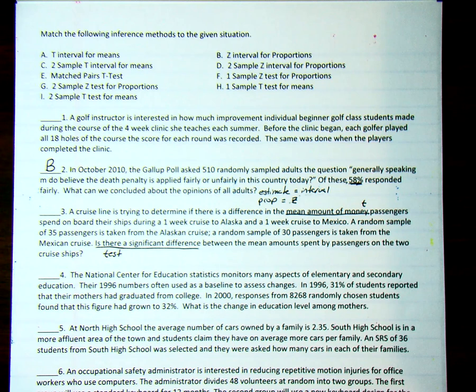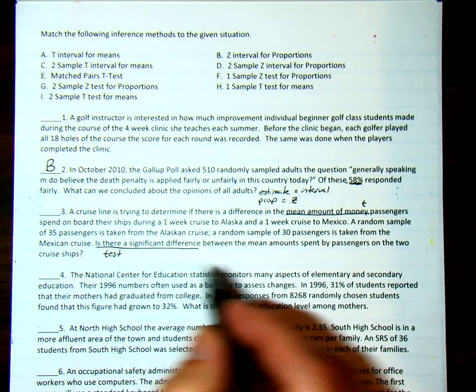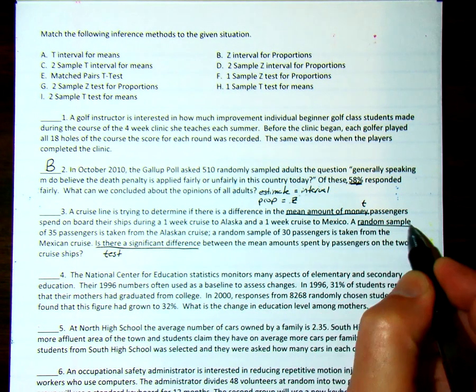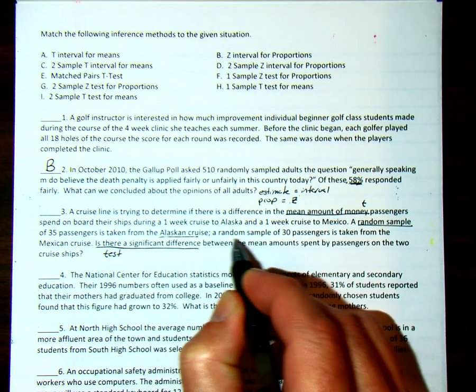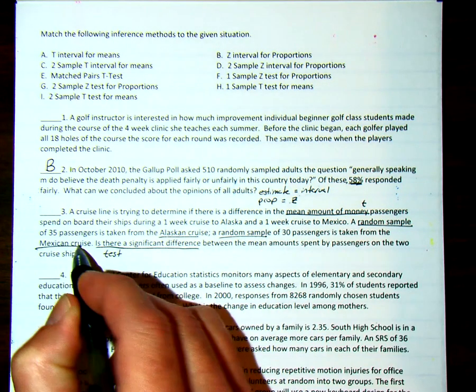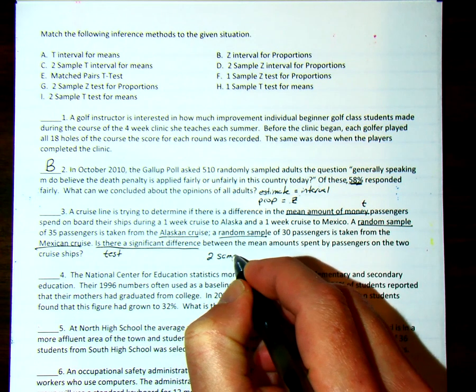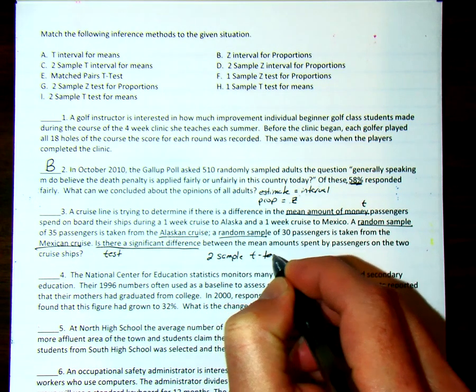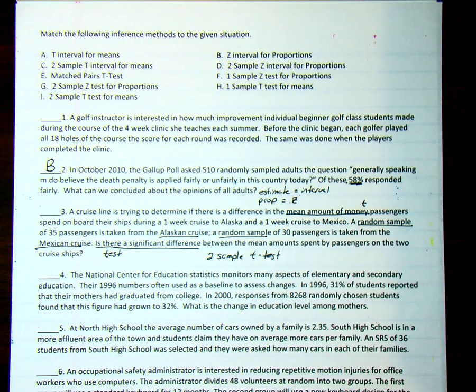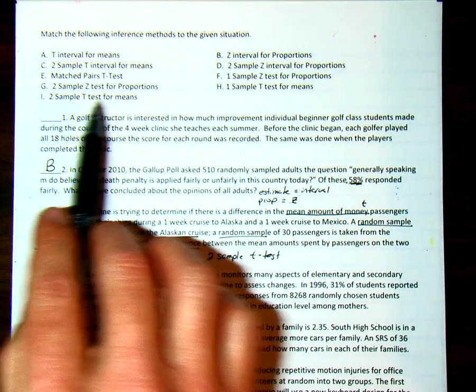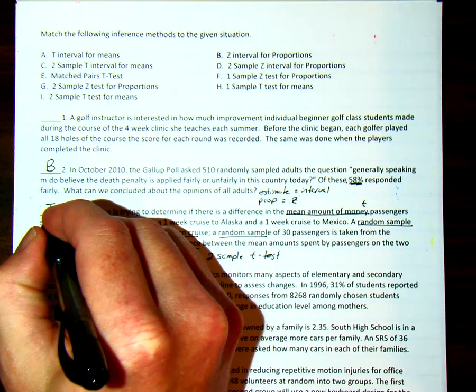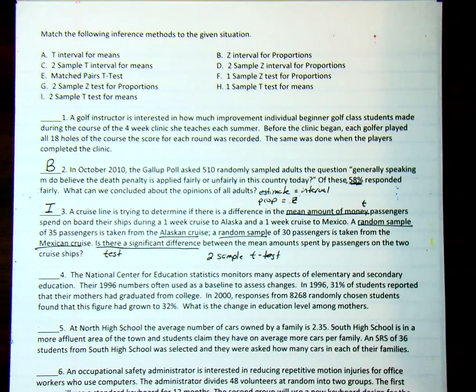And now I need to determine how many samples there were. Well, I had a random sample of the Alaskan cruise and another random sample taken from the Mexican cruise. So I have two samples here. That means this is going to be a two-sample t test. Hopefully we'll look up here and find that a two-sample t test is I, and that is it. So we are trying to glean pieces of information from what we read through to help us decide what to do.